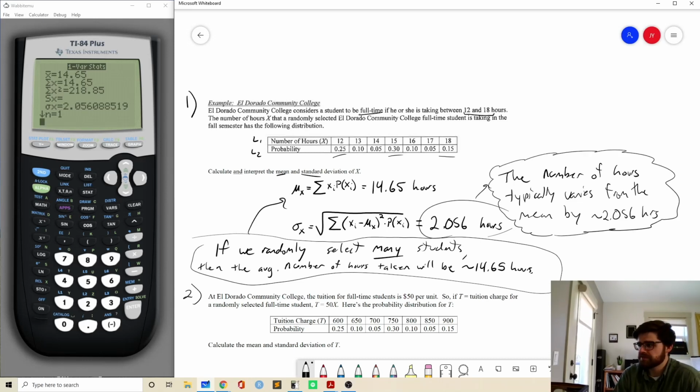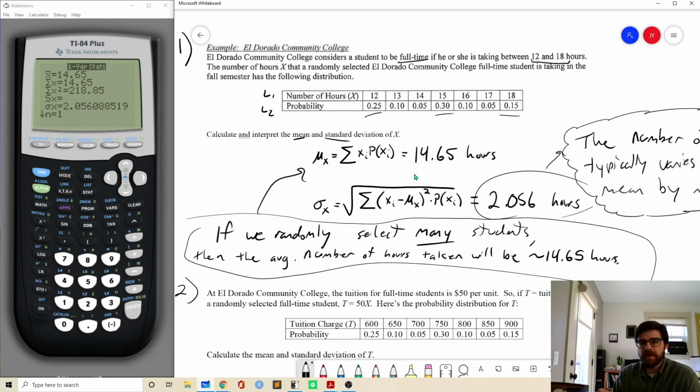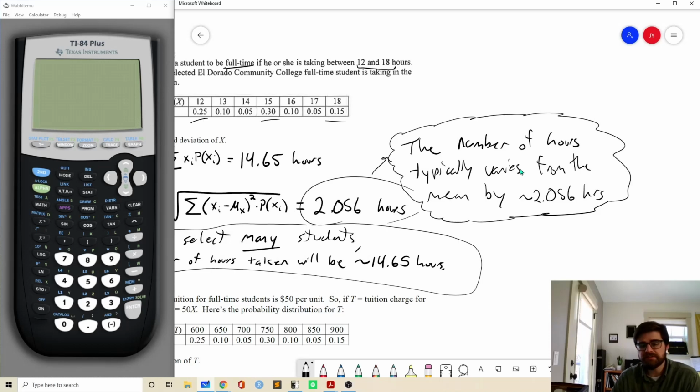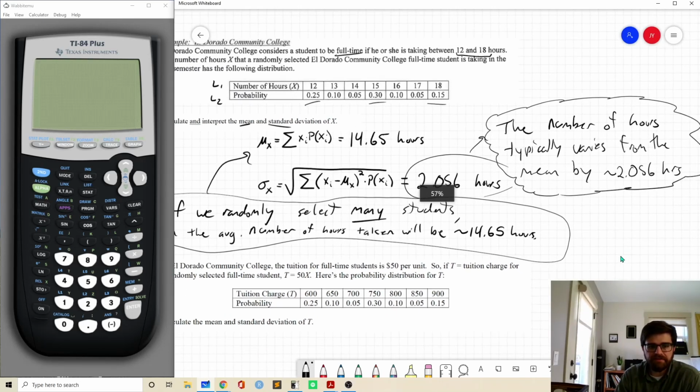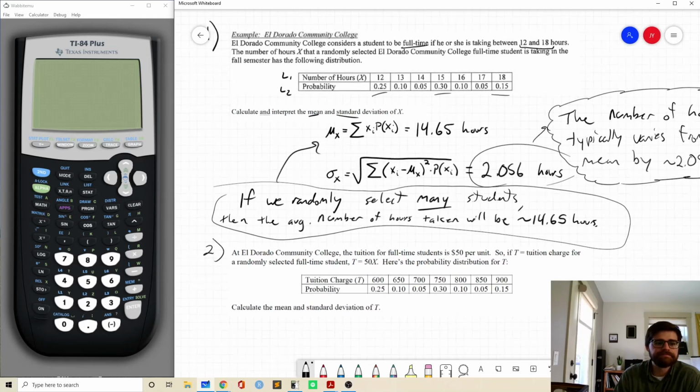That's a really important part of statistics. Not knowing just how to find the answer, knowing how to talk about it is really important. So if we're finding an expected value, we're finding what to expect if we take a bunch of random students from this distribution. If we select a bunch of students, on average, they'll take about 14.65 hours. Also, if we select a bunch of students at random, the number of hours is typically going to be off from the center, from the mean, by about 2 hours. All right, so if we take a student, we can expect them to be, on average, off by about 2.056 hours. Okie dokie. So that was sort of review from the first video.